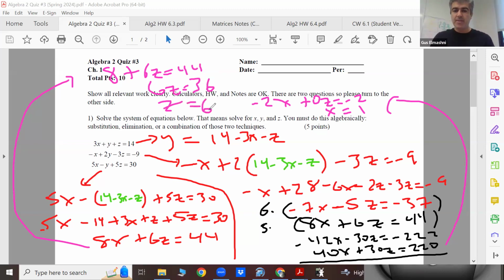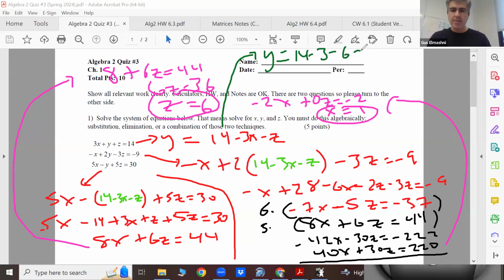So z equals 6. Okay, great. Now I got another variable. What's my last step, guys? Plug it back into any of the equations. Let me plug it into the one where y is isolated. So y equals 14 minus 3 minus 6, and I get 5. And there you go: 1, 5, 6. Boom. Very simple.